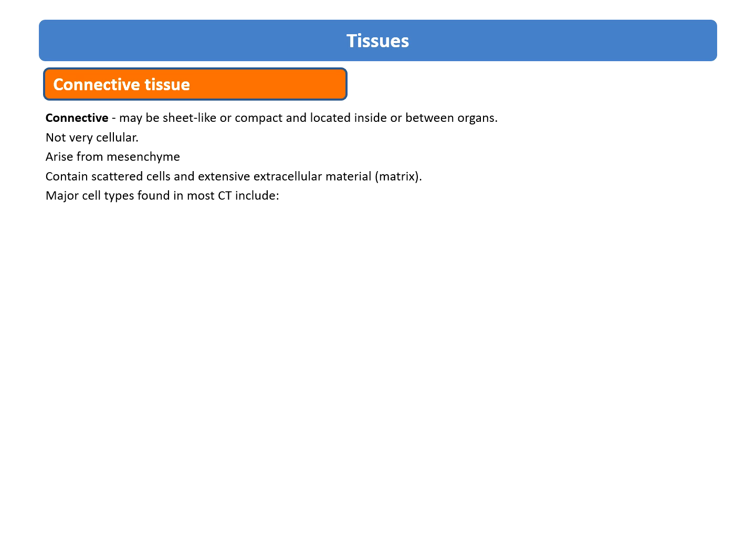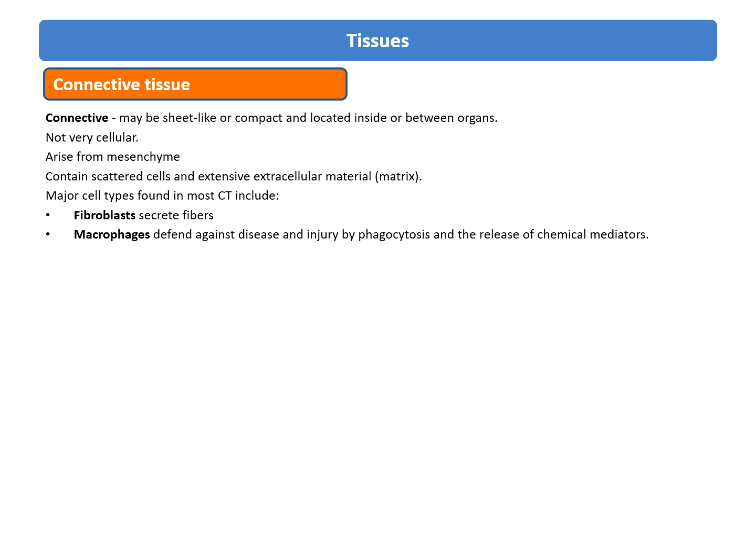The major cell types found in most connective tissue include fibroblasts. They produce and secrete fibers. Macrophages. These are disease defense cells. They carry out phagocytosis and they release many chemical mediators. Many other types of cells are found in specialized connective tissue.